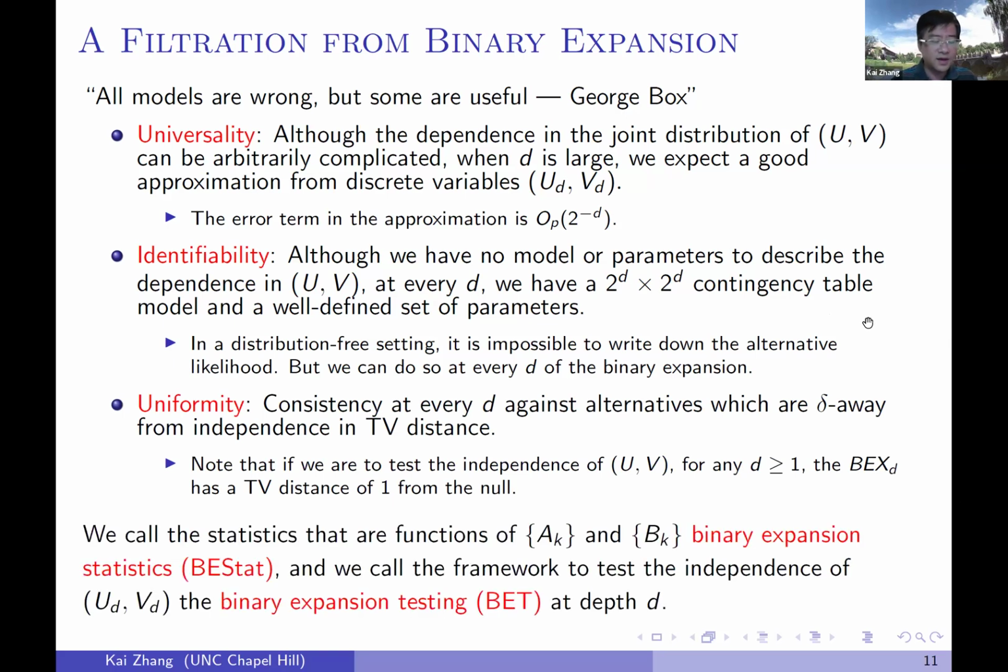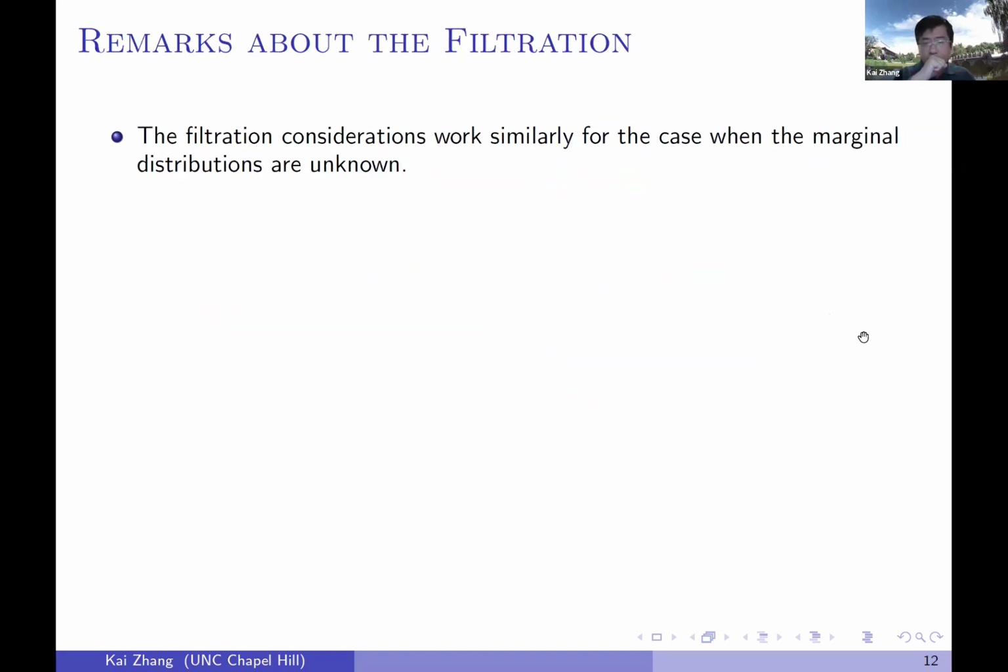Because of these advantages, what I'm proposing to do here is to consider statistics that are functions of A's and B's. I call them binary expansion statistics, and the framework to test approximate independence in UD and VD, I call binary expansion testing. Yeah, this is my bet on independence. Right. All right, some remarks before we move on.